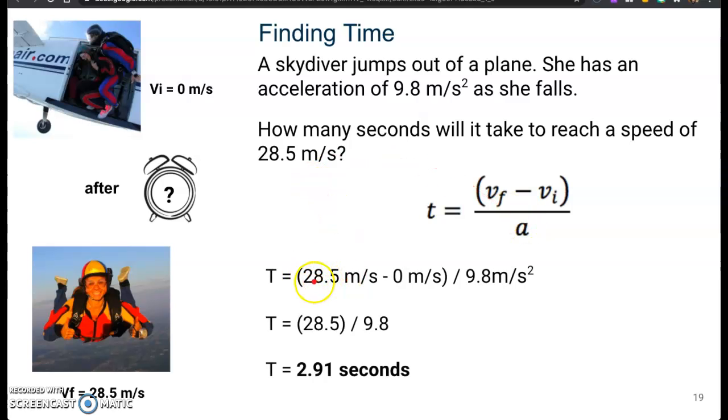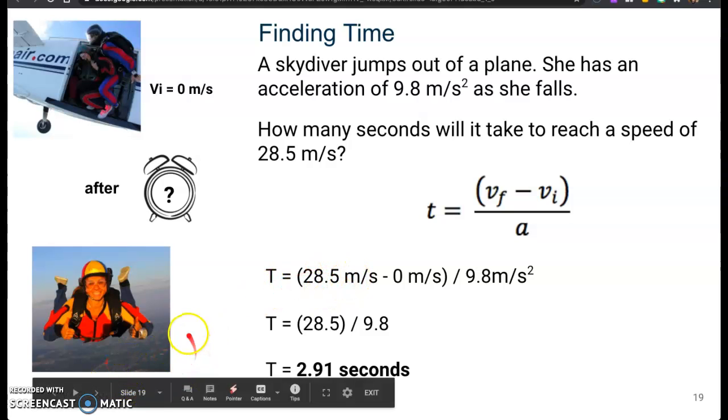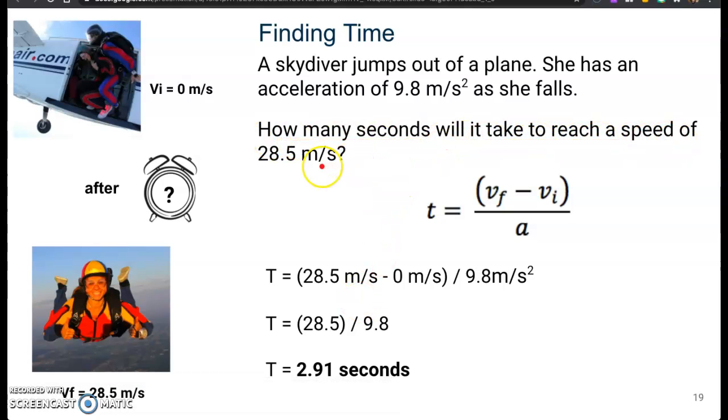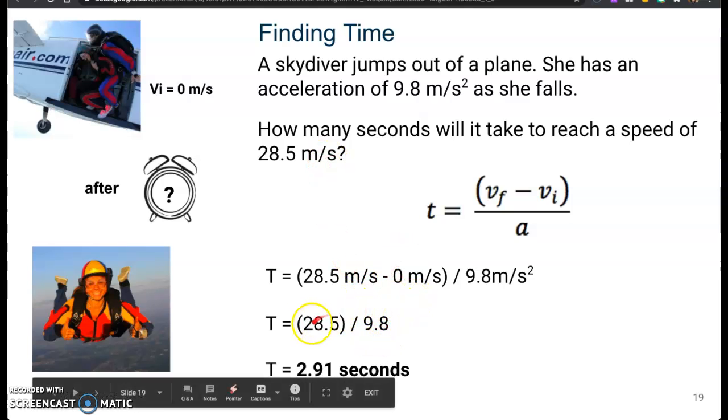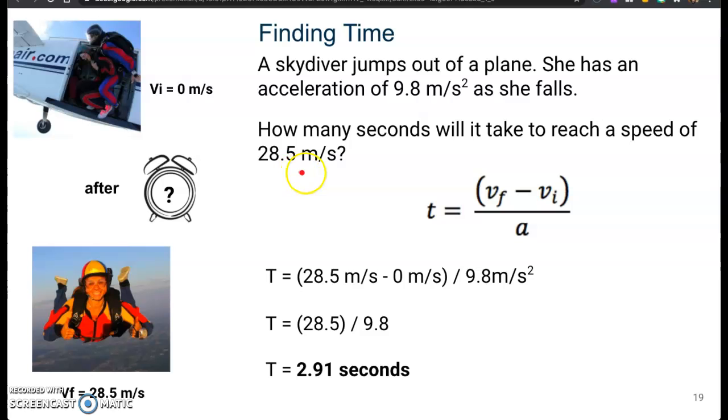So our equation should look like this. Our final velocity was 28.5 meters per second, right? And our starting speed or initial velocity was 0 before she even jumped out and was falling. It was just 0. So her acceleration was 9.8. Once you calculate it, you should come up to 2.91 seconds. That's how many seconds it'll take for her to reach a speed of 28.5 meters per second.